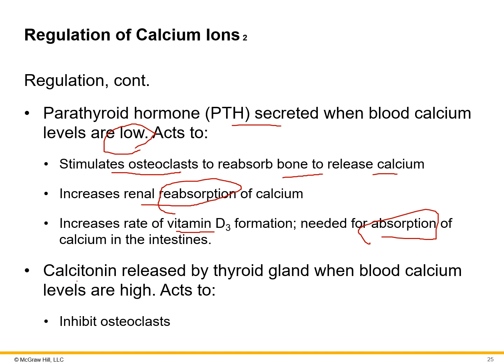And then also calcitonin gets released from the thyroid gland whenever the blood calcium is actually too high. So parathyroid hormone when it's low, calcitonin when it's high, and that inhibits the osteoclasts, so it prevents the breakdown and release of calcium from the bone so that it stays deposited.